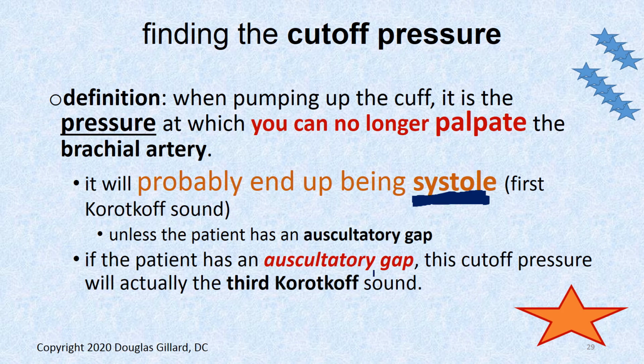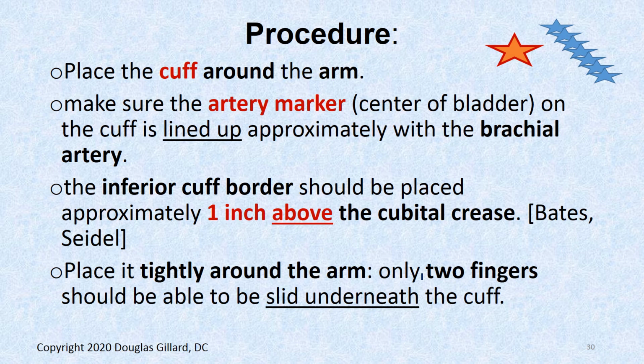If the patient has an auscultatory gap and you keep going up, so you hear silence at 120, go up to 130, silence. Whoa, at 140 you hear pulsing again. And then at 145, 150 it stops again. That's an auscultatory gap. You can catch it going up and you can catch it going down, but you want to make sure you catch it. All right, so anyway, we're just finding the cutoff pressure.